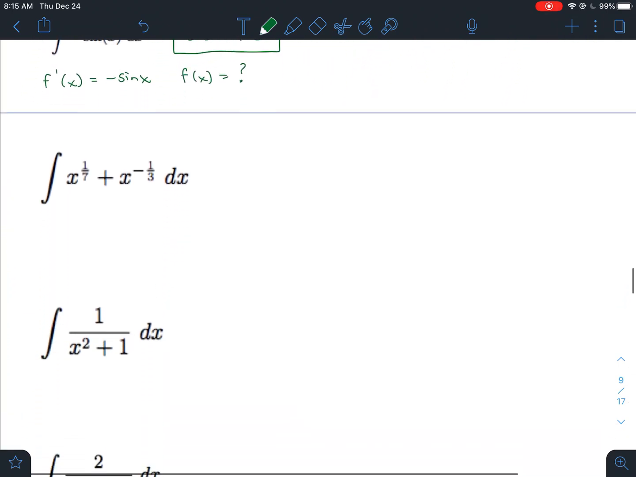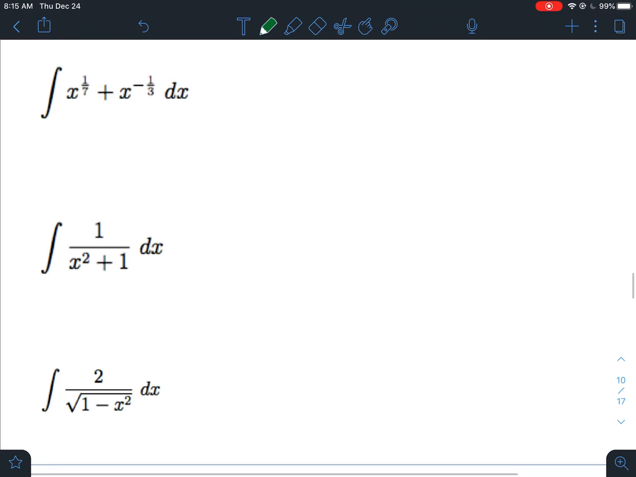All right, let's keep going. Now we have the integral of x to the 1/7 plus x to the negative 1/3 dx. So again, this looks like a power rule. So we're going to add 1 to the exponent and then divide by the new exponent. Well, if I take 1/7 plus 1, I need a common denominator, and it's going to become 7/7. And 7/7 plus 1/7 is 8/7. So I'm going to divide by that new exponent of 8/7.